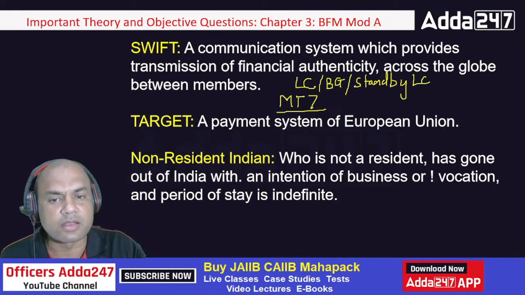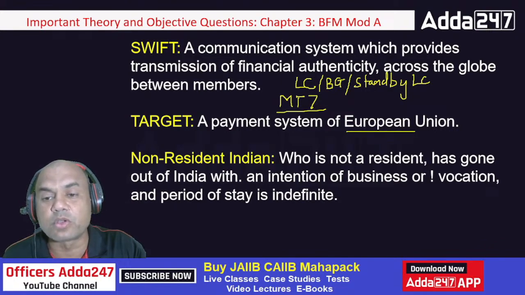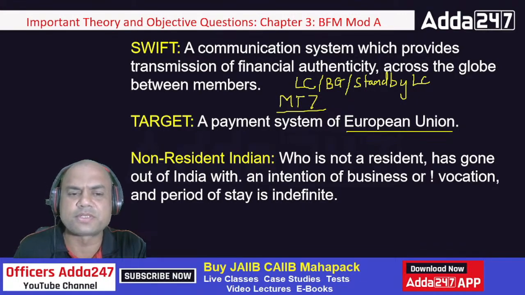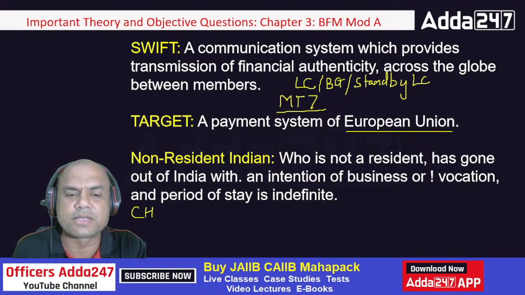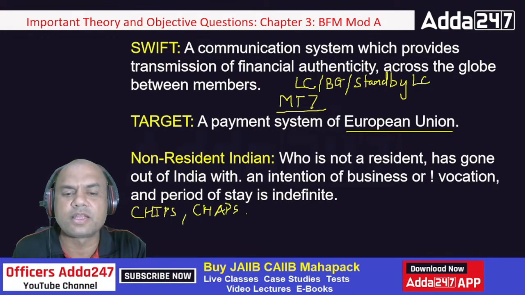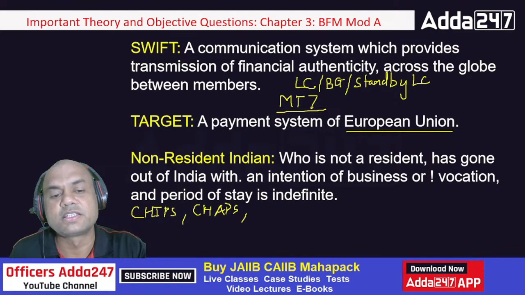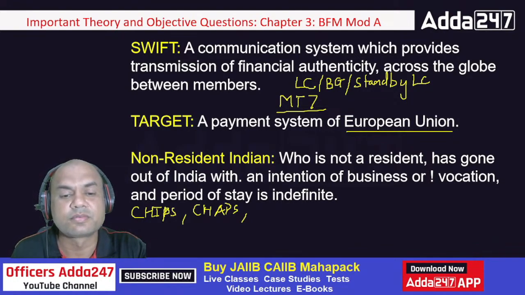TARGET is a payment system in the European Union. Remember, TARGET is for the European Union. You have studied this in JAIIB, I think. CHIPS, CHAPS, isn't it? You remember this? Let me see how many of you remember JAIIB now. CHIPS, CHAPS, and the next one is Fedwire. Correct, Fedwire. And the last one is this TARGET.